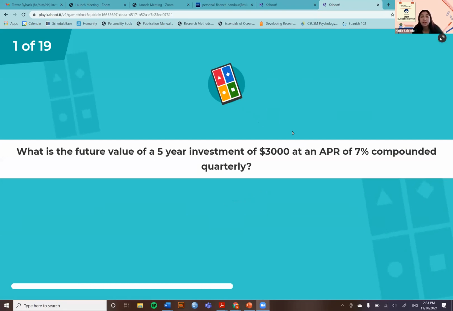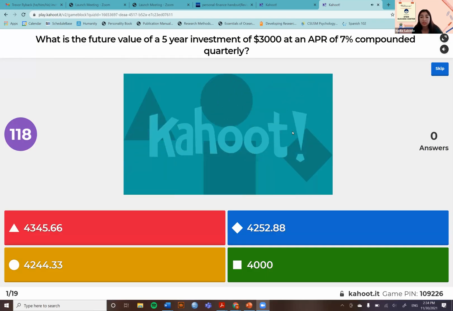What is the future value of a 5-year investment of $3,000 at an APR of 7% compounded quarterly?